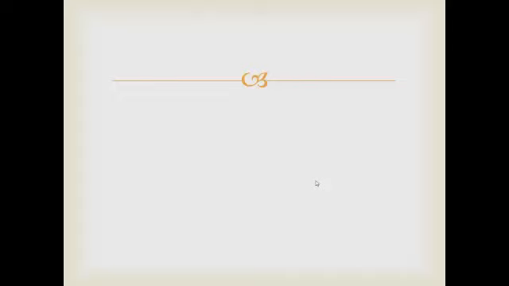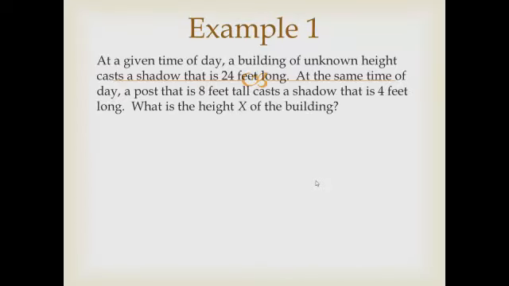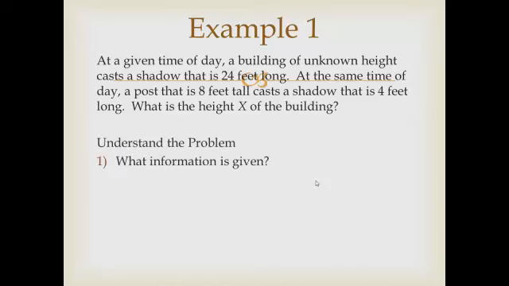We're going to take a look right at some examples to start with. Example number 1 says, at a given time of day, a building of unknown height casts a shadow that is 24 feet long. At the same time of day, a post that is 8 feet tall casts a shadow that is 4 feet long. What is the height x of the building?